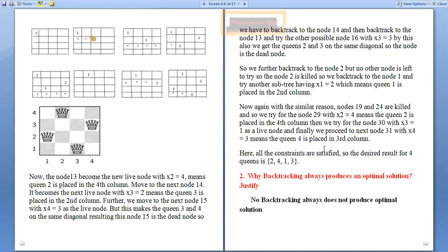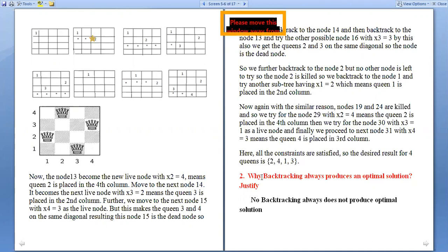So finally, all the constraints are satisfied. So the desired result for 4 queens. What is the desired result for 4 queens? Queen 1 is placed in the first row, second column, so 2 we are representing. Queen 2 is placed in the fourth column, so 4. Queen 3 is placed in the first column. Queen 4 is placed in the third column. So in this way, you can represent it as 2, 4, 1, 3.